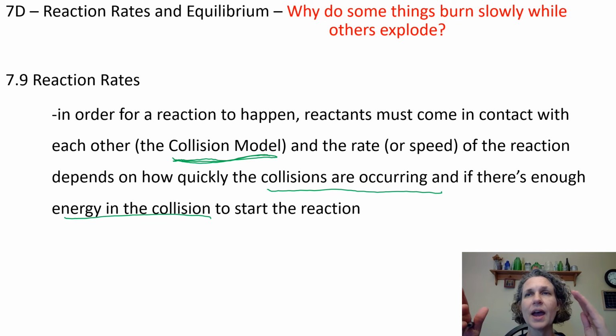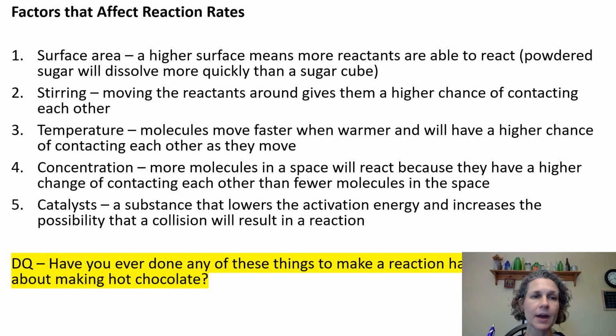And then, how often they hit and how often they have enough energy determines the reaction rate. And so there are several things that can determine the reaction rate. Surface area. So surface area basically means there's more reactants that are exposed to be able to react.